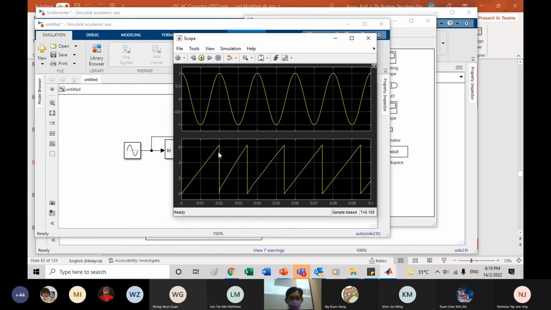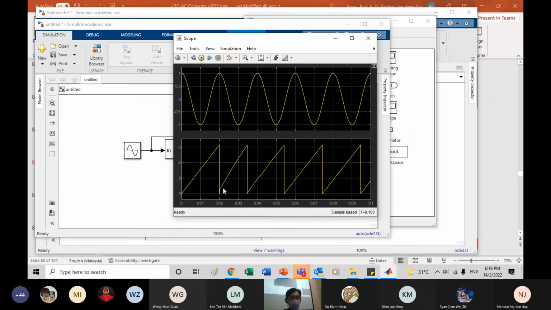Okay. Now, you will notice that it still starts from 0. And you can see here is a bit, because the PLL is trying to track. It does not track immediately. Remember, inside there is a PI controller. It takes time to track.